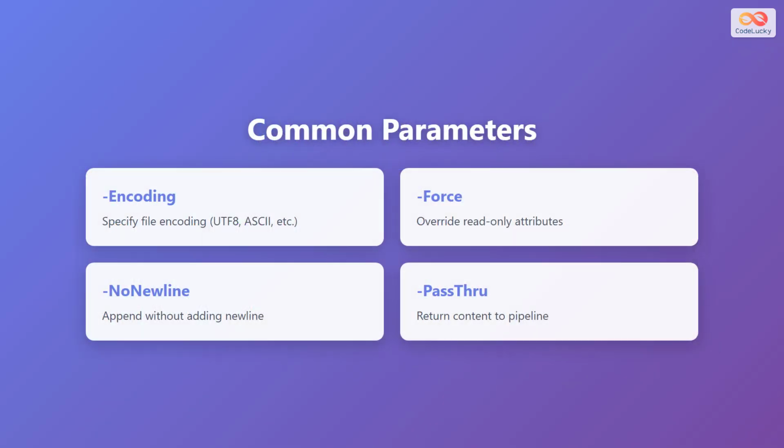Add-Content supports several useful parameters. The Encoding parameter lets you specify the file encoding, such as UTF-8 or ASCII, which is important when working with different character sets. The Force parameter allows you to override read-only file attributes, enabling you to append content even to protected files. The NoNewline parameter appends content without adding a newline character at the end, useful when you need precise control over formatting. Finally, the PassThru parameter returns the added content to the pipeline, so you can use it in subsequent commands.